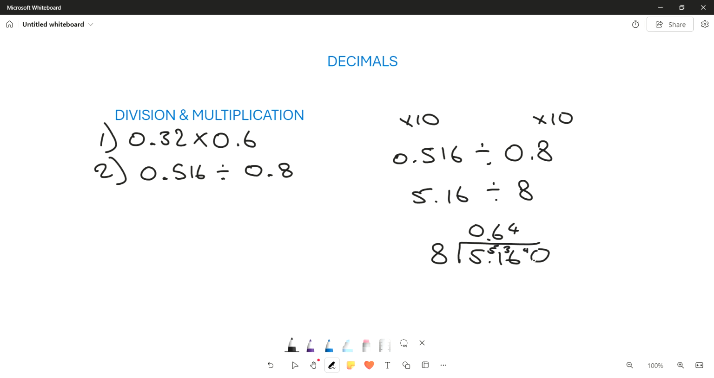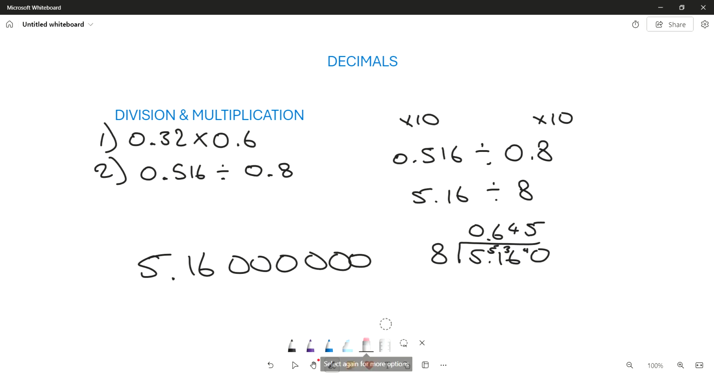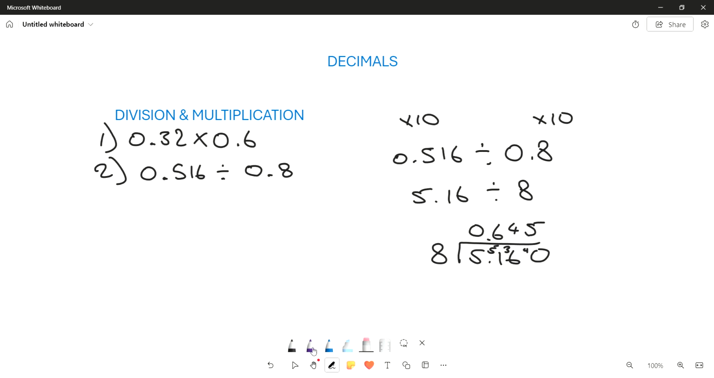And then 8 into 40 goes 5 times. Now the reason we can add a 0 here is because if you add zeros onto the end of a decimal number, it doesn't affect the actual value. This is still the same as writing this or this, for example. So our answer here is 0.645.